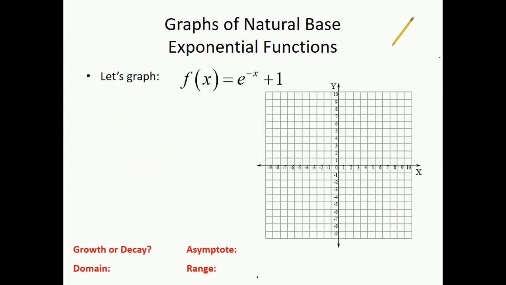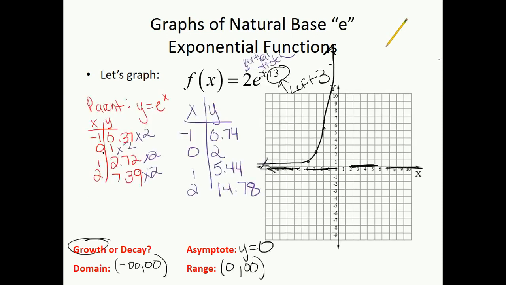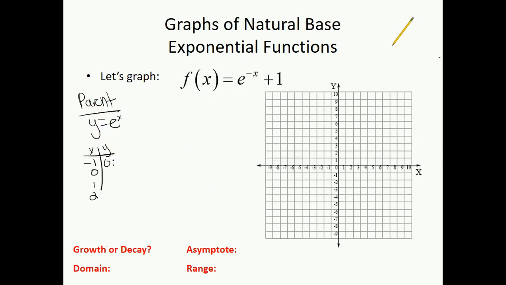Final one of the night. So e to the negative x plus 1. This negative right here, I know it's kind of freaking out because you're like, I've never seen a negative in an exponent yet, Marsh. What is that? It's okay. Your parent is still just y equals e to the x. So let's go ahead and fill out our parent table. Negative 1 was 0.37. This e to the 0 was 1, this was 2.72, and then 7.39. Just copying from what I've just recently used.